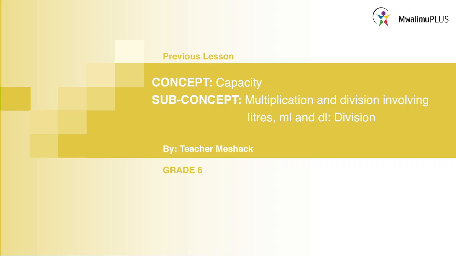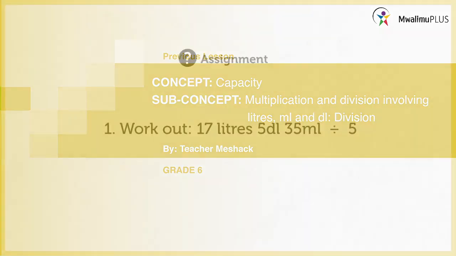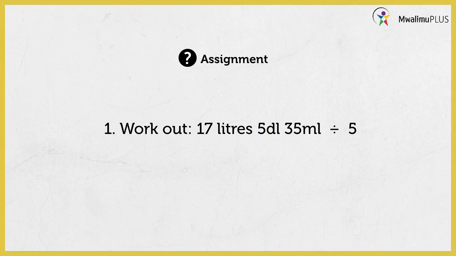So learners, I gave you an assignment, and you were to do it so that when we come today in our lesson, we can review it and see how you did it. Let us go through this assignment, learners. Good. Let us look at question number 1. The question was asking us as follows: work out 17 liters, 5 deciliters, and 35 ml divided by 5.